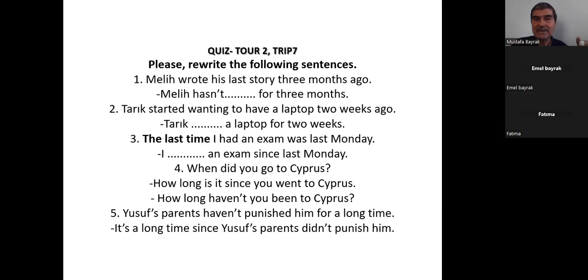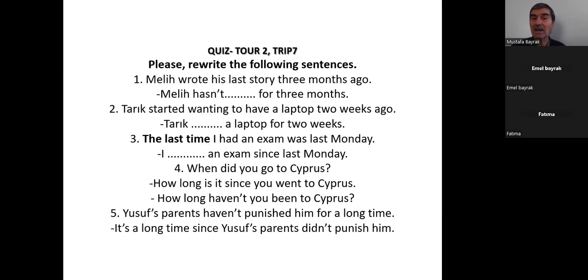So we give the same message in present perfect tense like this. Tarık has wanted a laptop for 2 weeks, because the verb want has the continuous form in itself. Okay, in its nature. Tarık has wanted a laptop for 2 weeks. Is it clear?